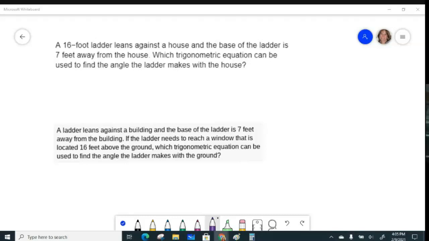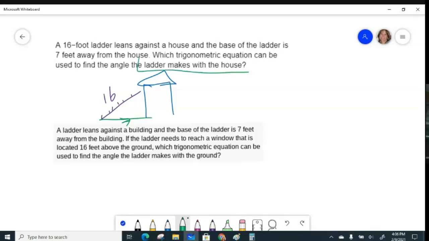So anyway, just be real careful about where the angles are. I'm going to quickly draw this out for you. We have a 16-foot ladder against a house. So here's our house, and this ladder is leaning against it. We know that the ladder is 16 feet, and it is 7 feet away from the building. It wants us to find the angle that the ladder is making with the house.